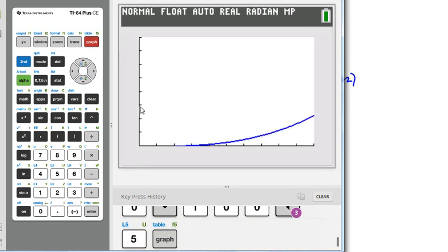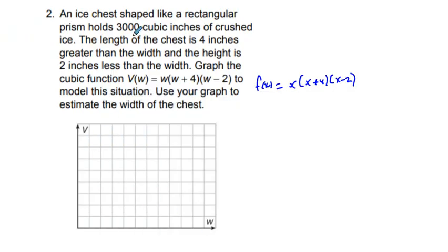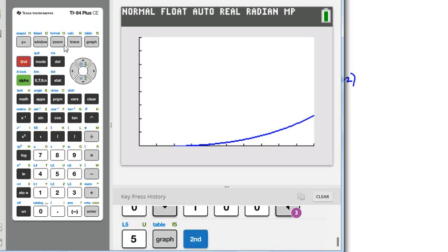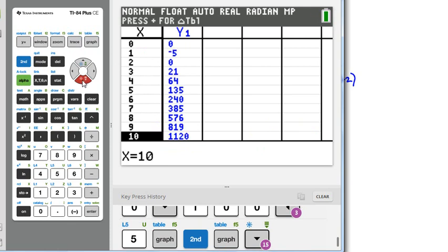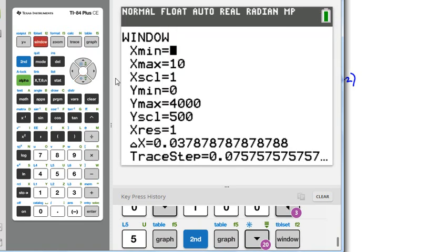Okay, well, we need to get to 3,000 cubic inches. If we go to the table view, let's see what we have to get up to that. At 10, w equals 10 inches, we don't get anywhere. It looks like we need to get up to about 14 inches or something like that, at least. So let's go ahead and change our window.